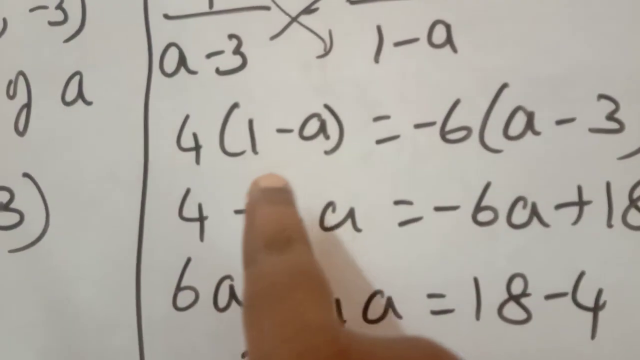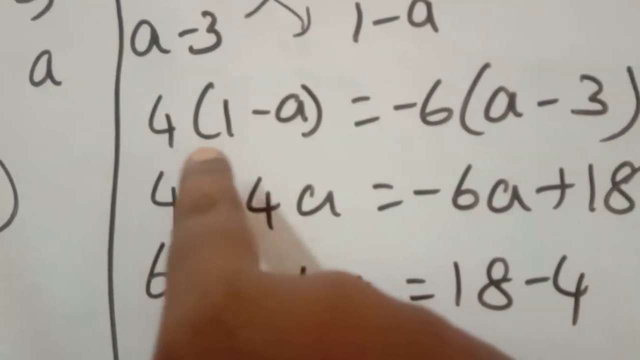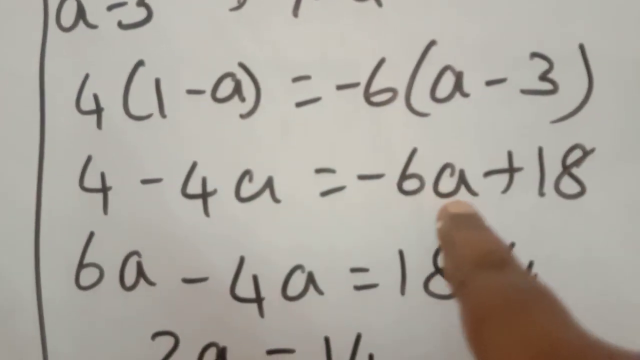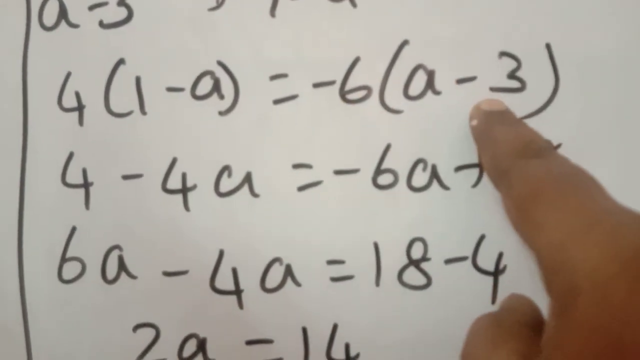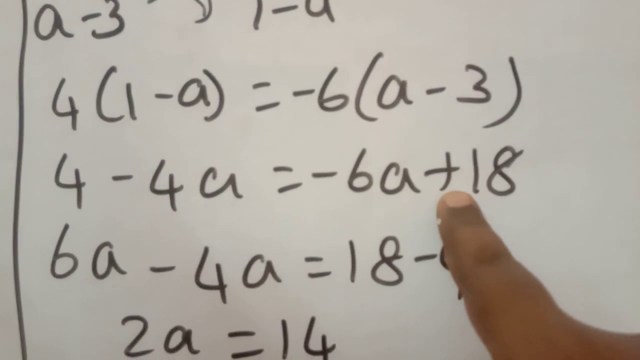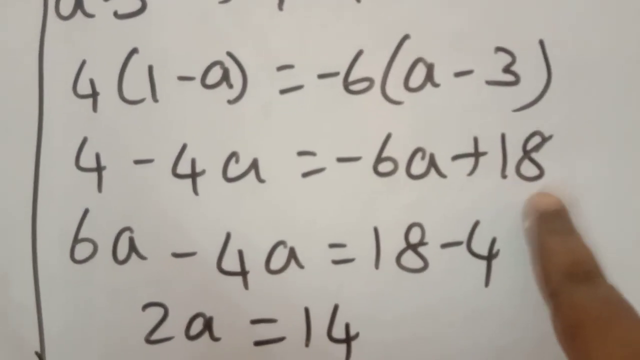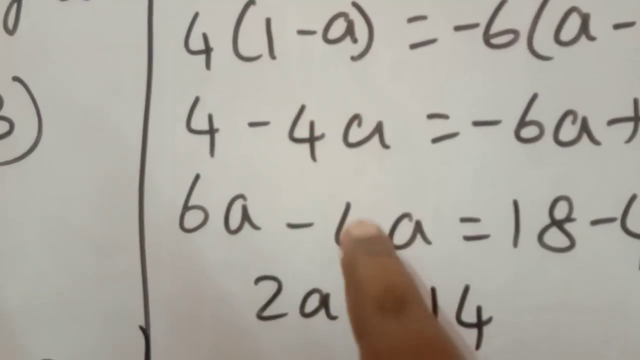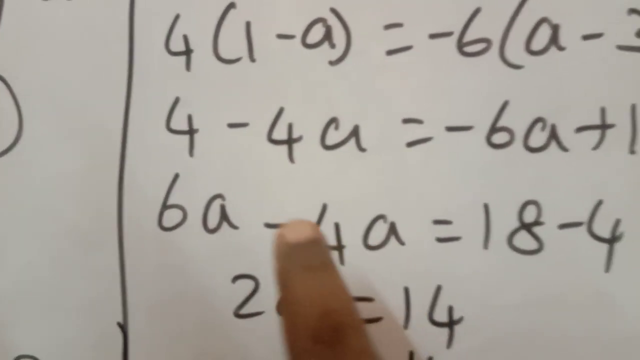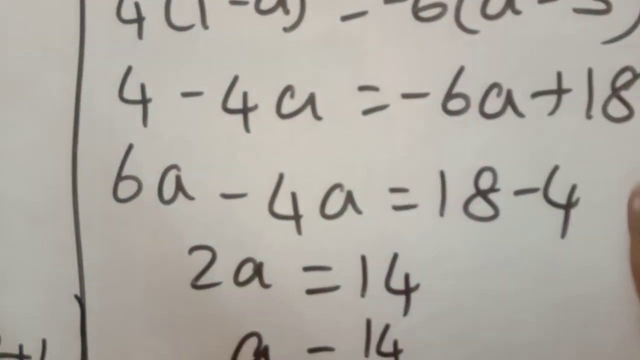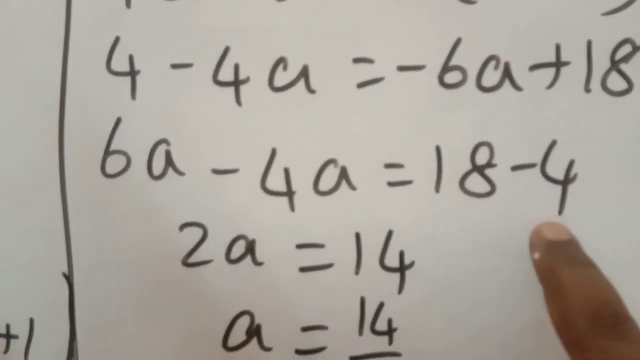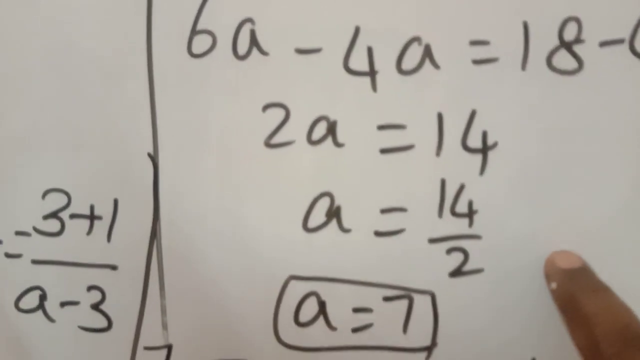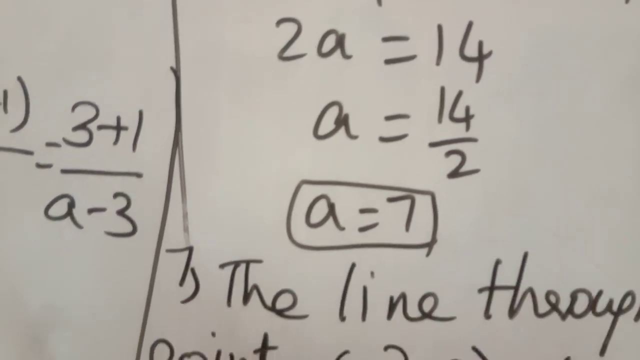So multiply 4 inside the bracket. 4 minus 4A is equal to minus 6 into A, minus 6A. Minus 6 into minus 3: same sign, plus multiplication, same sign plus. So plus 6 3s are 18. Now bring 6A here, plus 6A. This minus 4A. Keep A alone on the left hand side and bring the constant to the right hand side. Plus 4 comes this side as minus 4. So 18 minus 4, 14. 2A is equal to 14. So the value of A is 7.